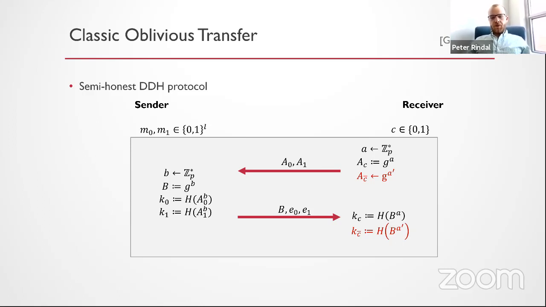And so most of these oblivious transfer protocols based on this framework try to come up with some way to make sure that the malicious receiver cannot do this. Can they come up with the second public key that corresponds to their private key?